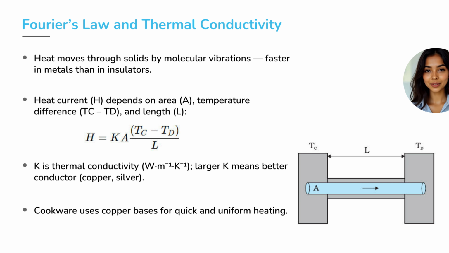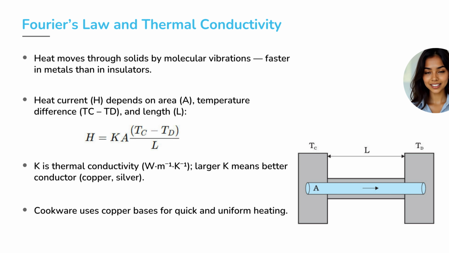The relationship is given by Fourier's law, H equals K multiplied by A multiplied by (T_C minus T_D) divided by L. Here, H is the heat current in watts, K is the thermal conductivity measured in watts per meter per Kelvin, A is the cross-sectional area, T_C and T_D are the temperatures of the hot and cold ends, and L is the length of the rod.